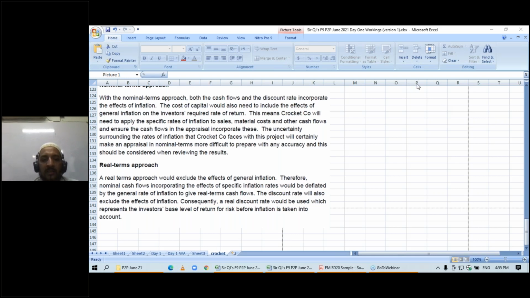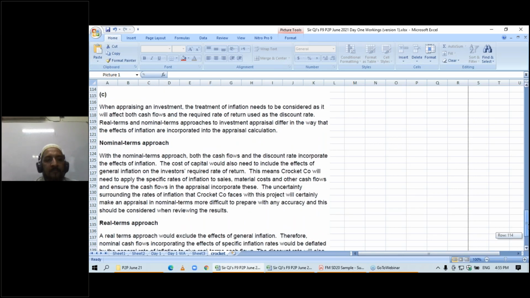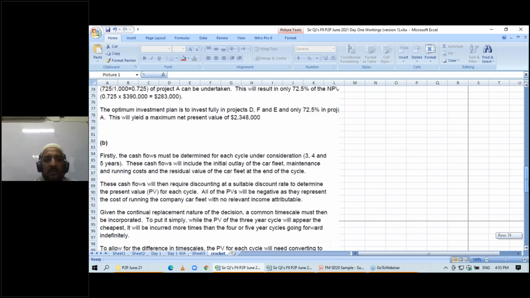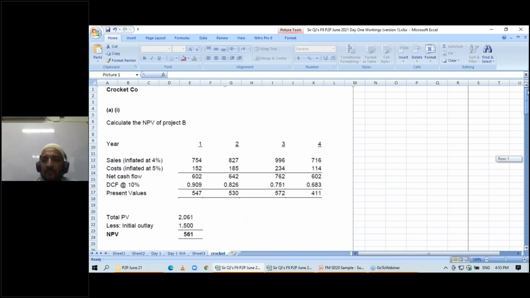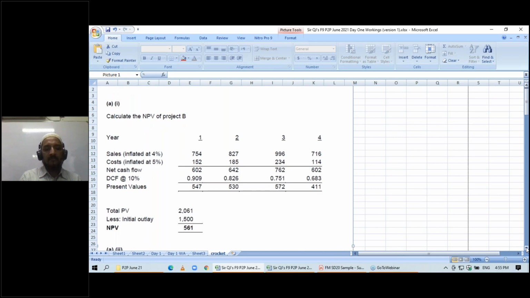I'm showing you the answer to the Crockett question which I gave you as assignment yesterday. You can take a snapshot of it. I'll keep scrolling it down for you to take snaps. I will share it in the group as well. So that's the NPV calculation for project B. First, we had to calculate the NPV of project B, which was not given in the table.